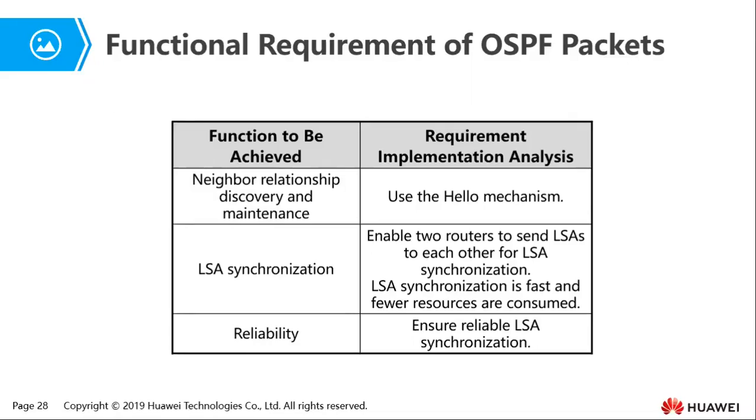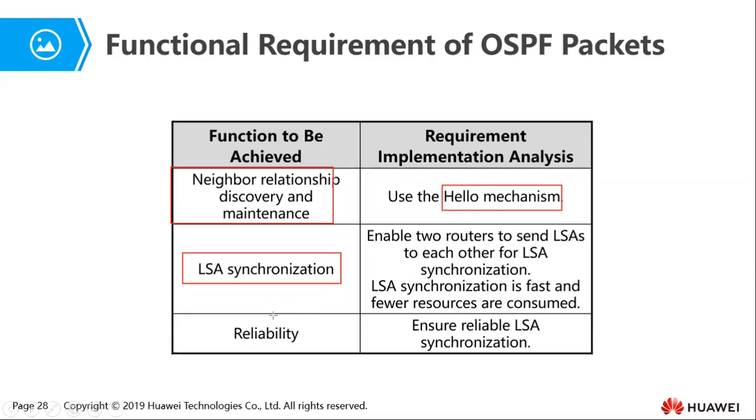So let's look at the functional requirements of OSPF packets. The functions to be achieved: here we are looking at neighbor relationship and discovery, so we use the hello mechanism to do that. Then LSA synchronization: enable two routers to send LSAs, a link state advertisement, to each other. LSA synchronization is fast and fewer resources are consumed.